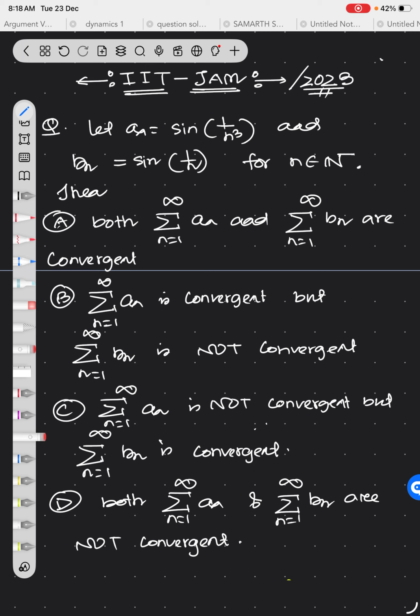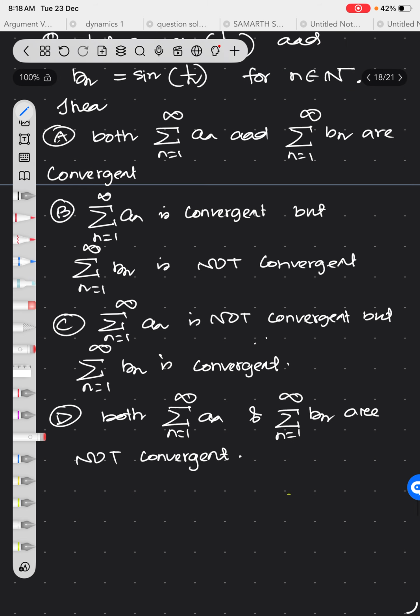Let a_n be the sequence defined in this way: a_n equals sine of 1 by n to the power cube, and b_n is the sequence given in this way: b_n equals sine of 1 by n, for n belonging to the set of natural numbers. Then we have been given four options, and we need to select the correct one.